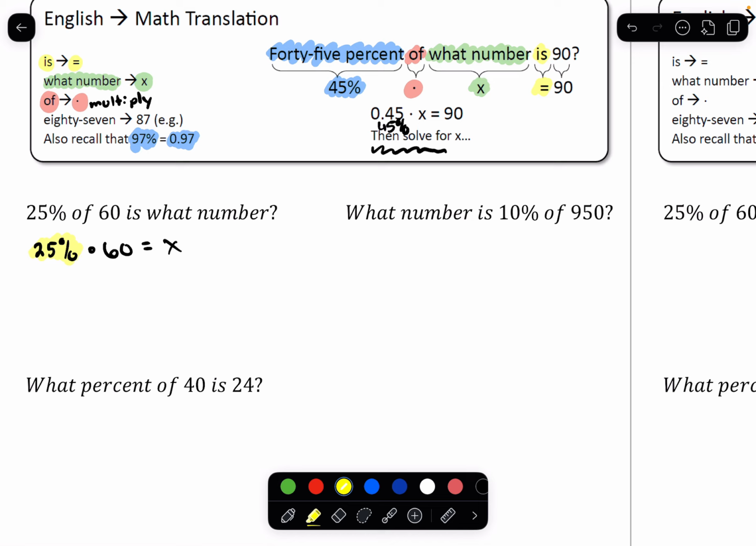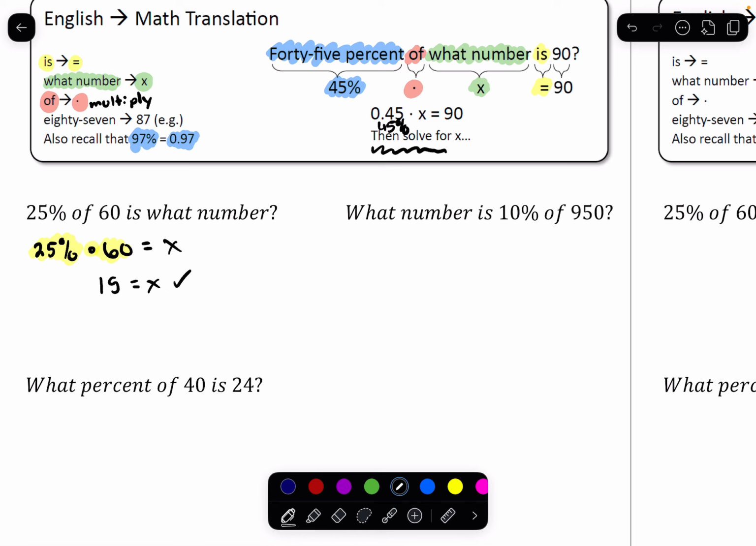So 25% multiplied by 60, if you put that in your calculator, you are going to get 15 equals X. Just like that, you're done. You didn't even have to get X alone because it was already alone. Okay, second example starts with what number?